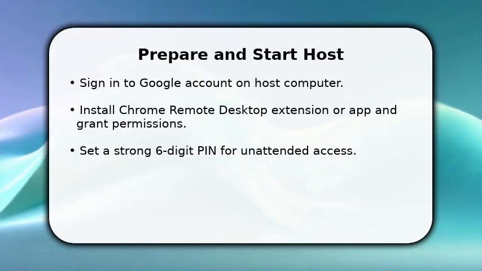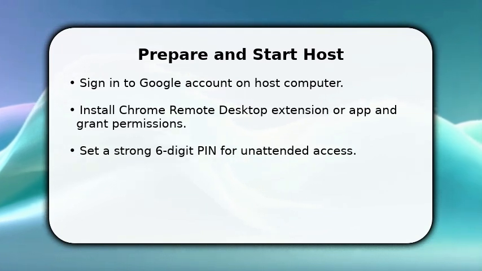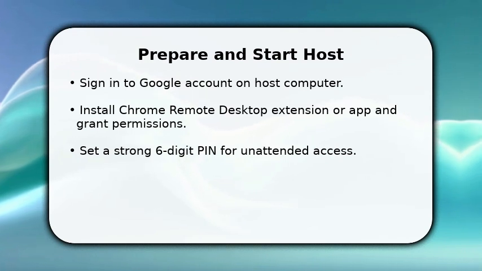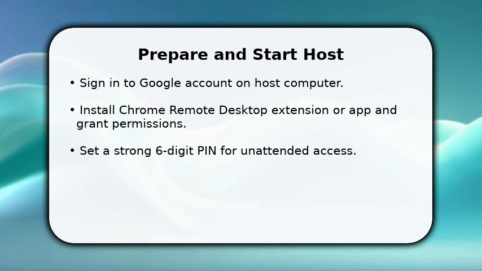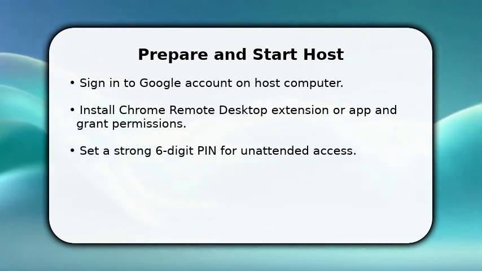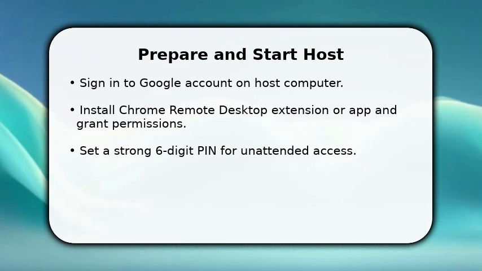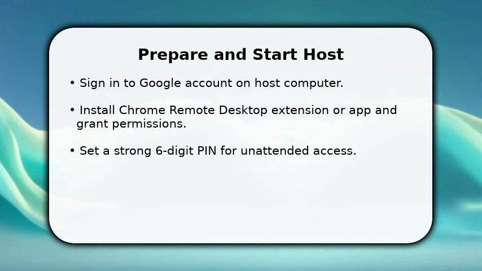You're on the host machine now. Sign in with the Google account you'll use for access, then install Chrome Remote Desktop and accept permissions so the service can run. Once done, choose Set up Remote Access, name the computer clearly, and create a strong 6-digit PIN. This protects unattended connections. Make sure the host stays awake or has power settings adjusted so it won't sleep. These steps establish the reachable target and the secure key you'll use from the client.